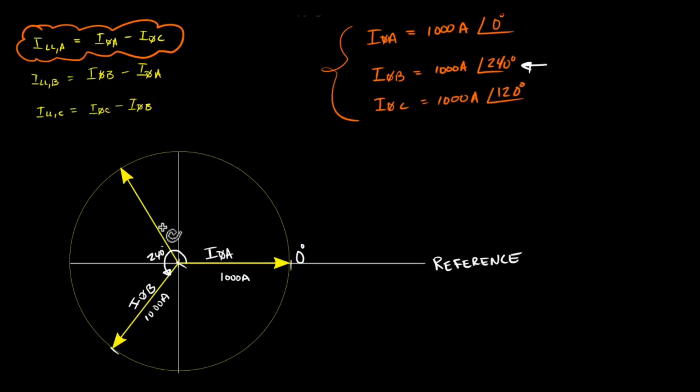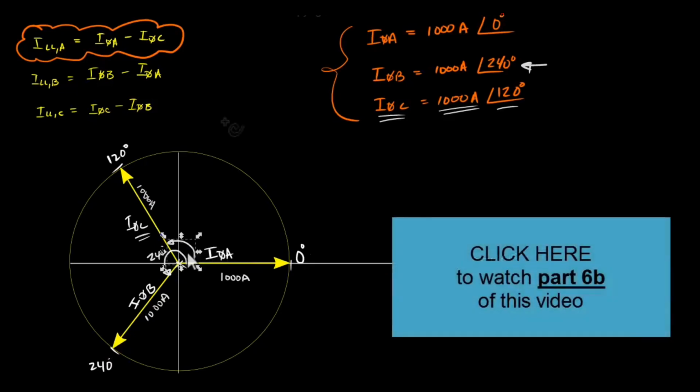And lastly, this phasor here is our phase C current. Again, from the origin to the tip here is 1000 amps, and the angle from the reference line going counterclockwise is 120 degrees. So phase C current equals 1000 amps at 120 degrees. Let's mark these angles here: this angle right here is 120 degrees, and this angle here is 240 degrees. And now let's clean this up a little bit.